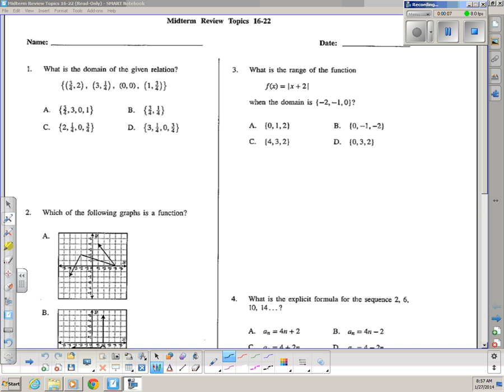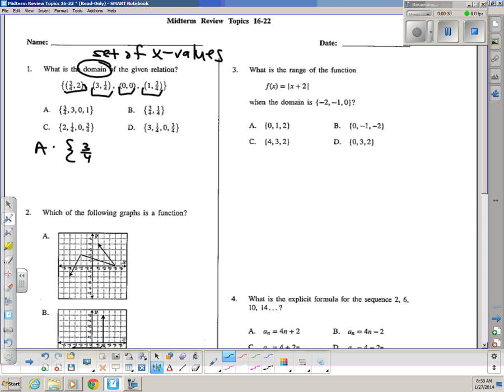Number 1, what is the domain of the given relation? You need to know what the word domain means, and it means the set of x values. So now I can look at this set of ordered pairs and just pluck out the x values from each one. So my domain would be 3/4, which is an x value, 3 is the second x value, 0 is the third x value, and 1 is the fourth x value. So the answer to this question is choice A.